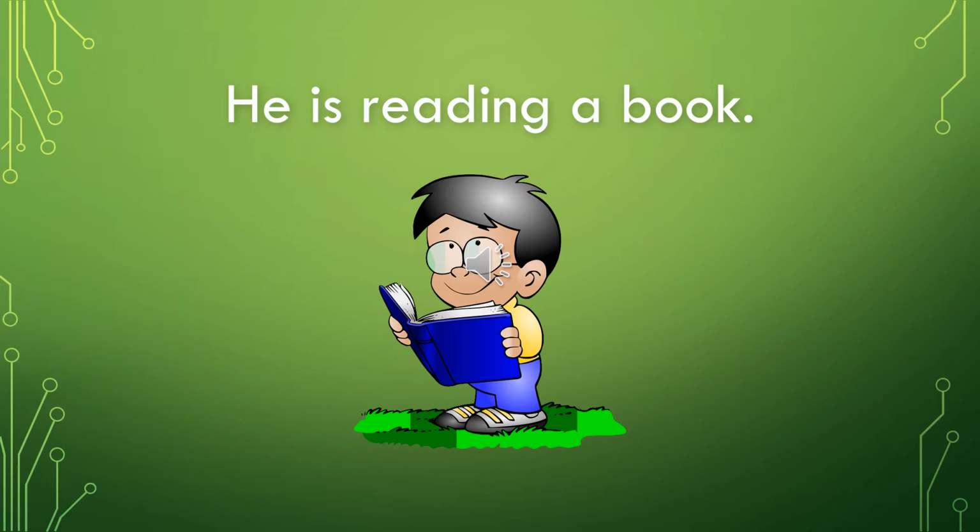Now we can also make sentences using he is to talk about what the boy is doing. What is he doing here? He is reading a book. Let's read it together. He is reading a book. That's what he's doing right now. He is reading a book.